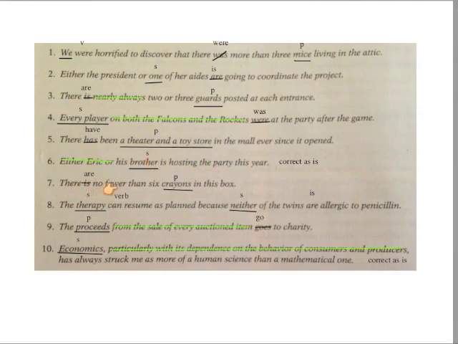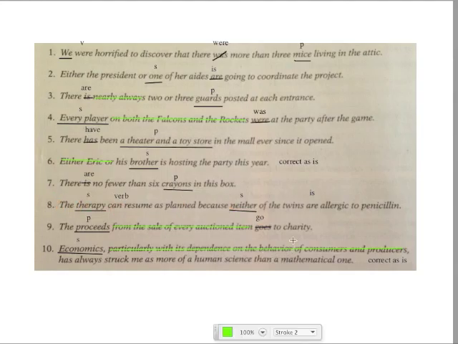There is no fewer than 6 crayons. Crayons is the subject. And it's plural. So I want to change is to are. The therapy can resume. The therapy is the subject here. Can is the verb and it's correct as is in this part here. As planned because neither of the twins are or is allergic. Neither is singular. Neither is the subject.